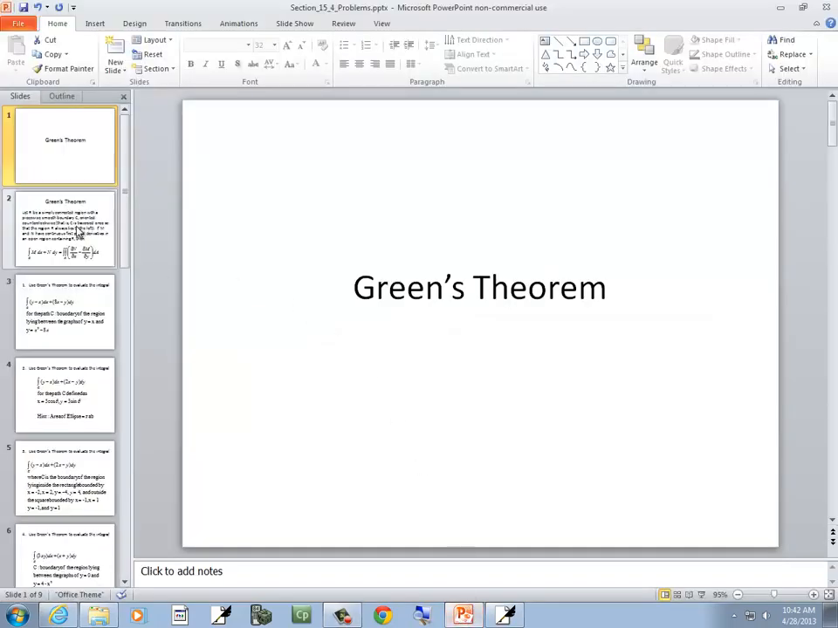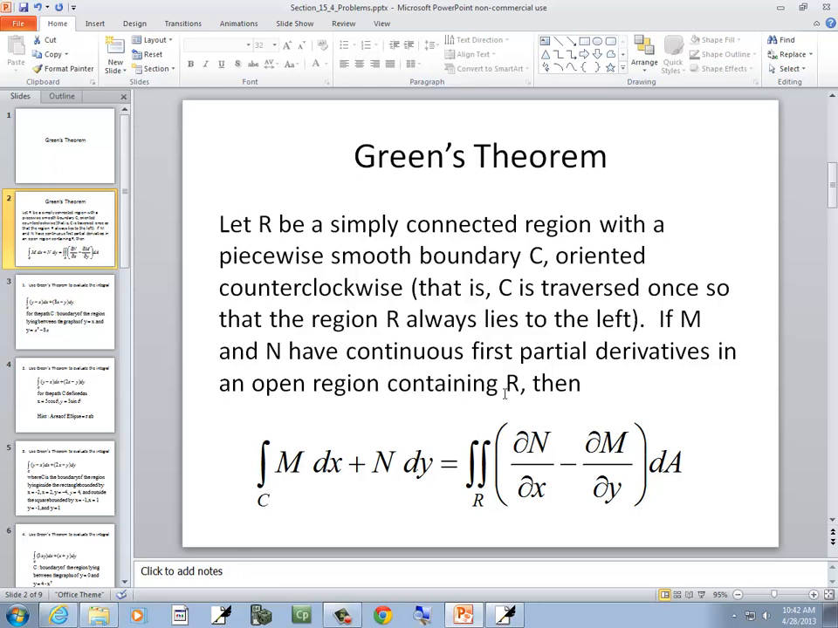Let's take a look at Green's theorem. Green's theorem says let R be a simply connected region with a piecewise smooth boundary C oriented counterclockwise. That is, C is traversed once so that region R always lies to the left. If M and N have continuous first partial derivatives in an open region containing R, then our integral of M dx plus N dy we can rewrite in terms of the R, our x's and y's and so forth: partial of N with respect to x minus partial of M with respect to y.